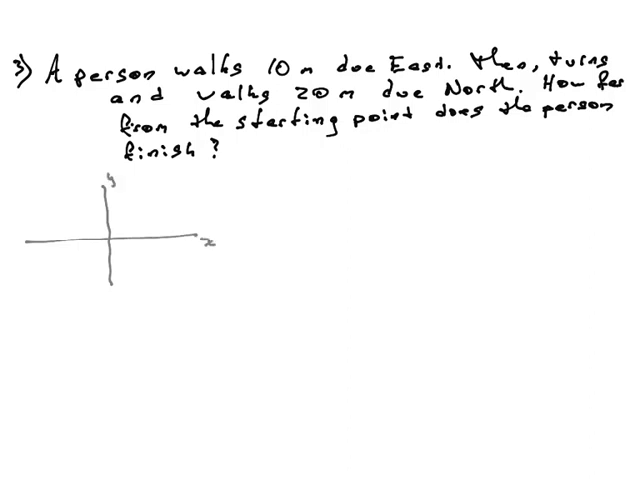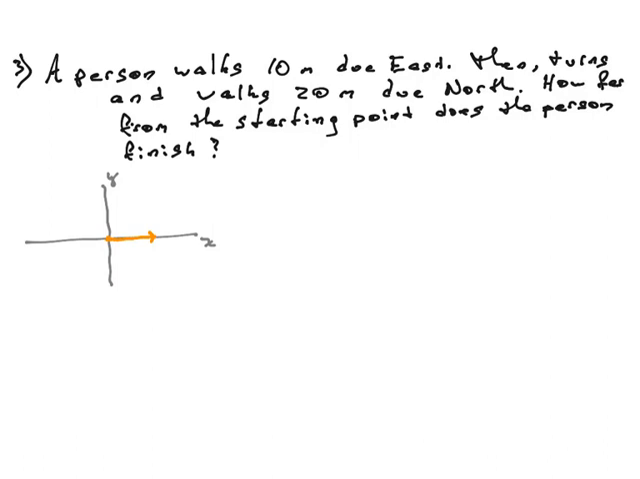Here's x, here's y. All right, so our first vector, 10 meters due east. So start at the origin, and you draw an arrow due east. That means in the x direction, 10 meters. All right, the second vector is 20 meters due north. So I'll draw that in green.